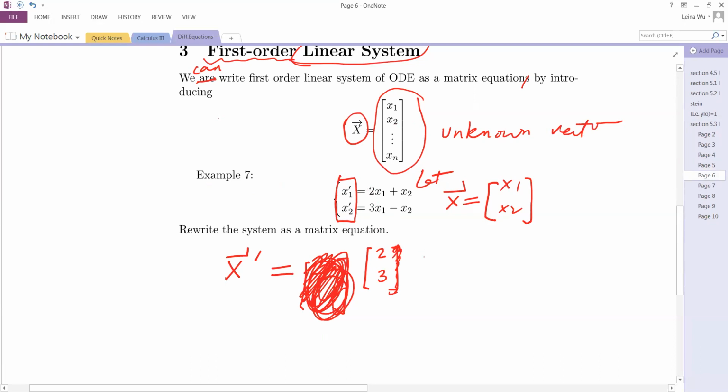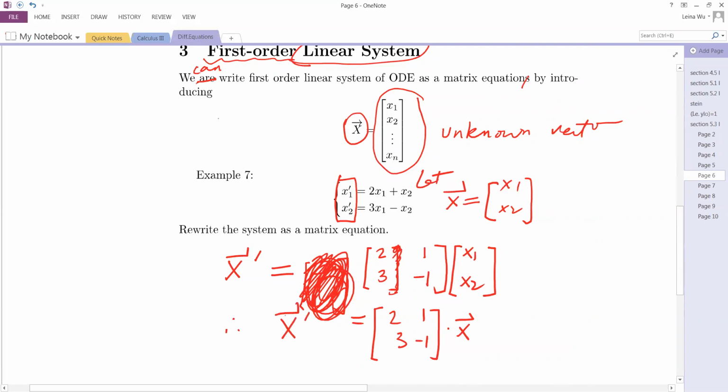So 2, 1, 3, -1, right? Pulling out all the coefficients and multiply with x1, x2. That's the same as 2, 1, 3, -1, this matrix times my x vector. So the equation can just be derivative of this x vector equals to matrix 2, 1, 3, -1 times vector x.